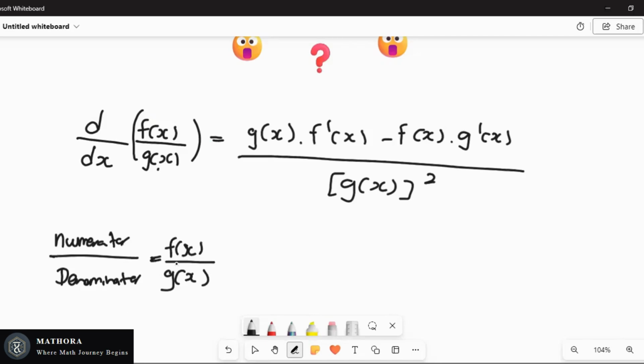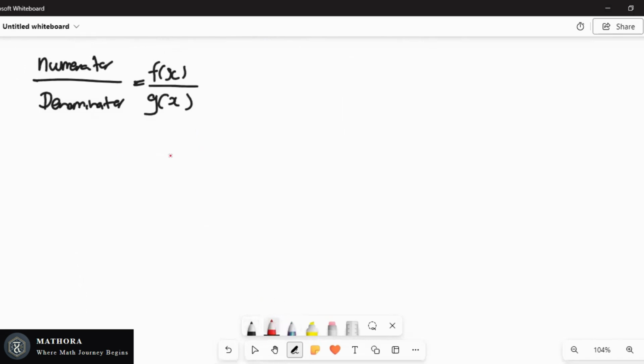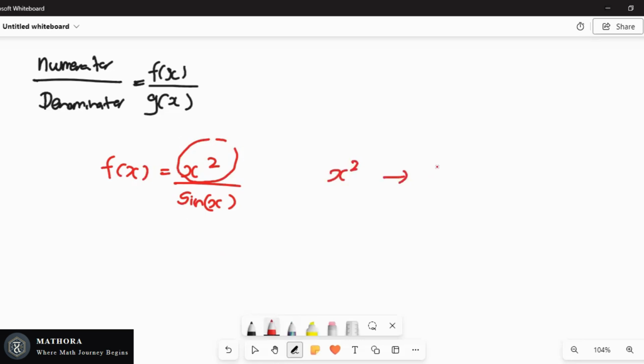So let's try a simple example. In the previous intro, I gave you an example, so let's use that one. Let f(x) equal x squared divided by sine x. The numerator is x squared, and the derivative of x squared is 2x. The denominator is sine x, and the derivative of sine x is cos x. Now we need to apply the quotient rule.